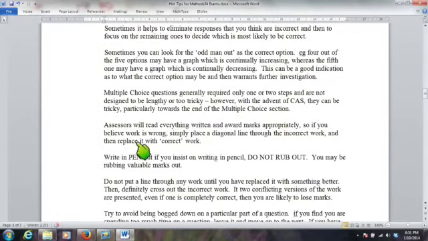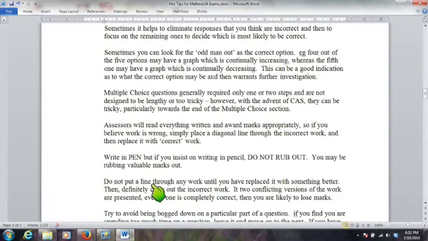Assessors will read everything that is written and they will award marks appropriately. So if you believe that you've got wrong work there, you've made a mistake, simply place a diagonal line through the incorrect work and then replace it with the correct work. Write in pen, but if you really insist on writing in pencil, don't rub out, because you might be rubbing out valuable marks. Do not put a line through any work, however, unless you have replaced it with something better. Okay, when you've replaced it with something better, then you can put a line through it if you want to, but not until.